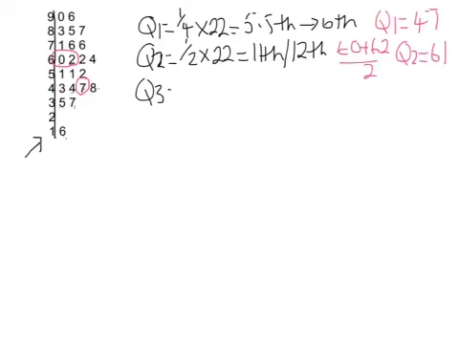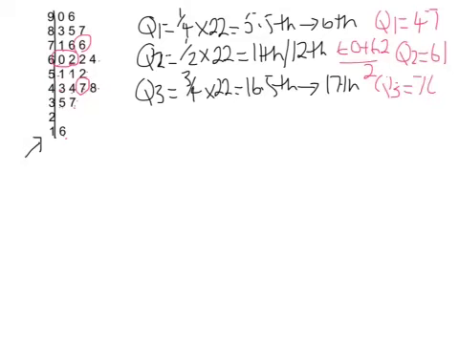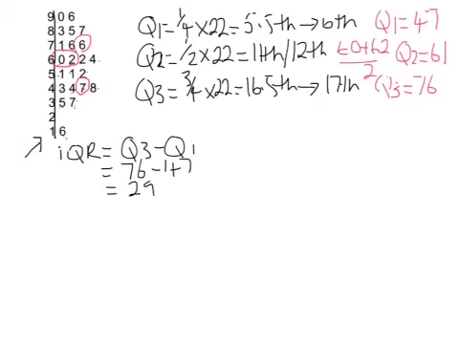Okay, so Q3 is 3/4 of 22. 3/4 of 22 is 16.5. The rounding rules say if it's not a whole number, we round it up. So that's the 17th. 1, 2, 3, 4, 5, 6, 7, 8, 9, 10, 11, 12, 13, 14, 15, 16, 17, 76. Okay, so Q3 is coming out as 76. Interquartile range is Q3 minus Q1. So Q3 is 76 minus Q1, which is 47. So I think that's coming out as 29.